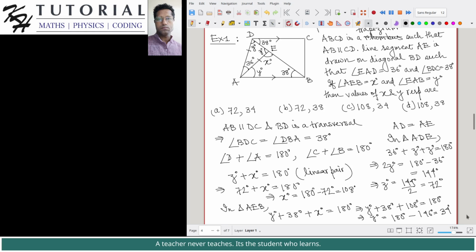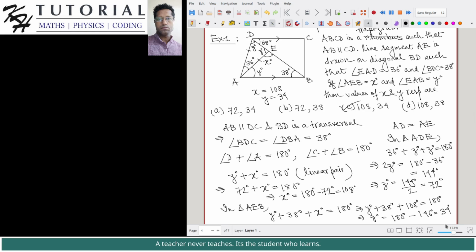The choices are, okay. So we are getting x is equal to 108 and y is equal to 34. Hence, the correct choice is, it is asking the values of x and y respectively. So it should be 108, 34. So answer choice C is the correct choice.